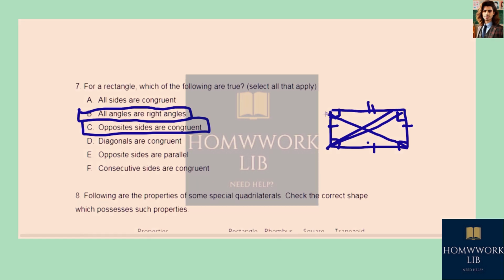Diagonals are the same length as well. Opposite sides are parallel because it's a parallelogram. And consecutive sides would be sides next to each other. They're not necessarily congruent. Usually they're not.